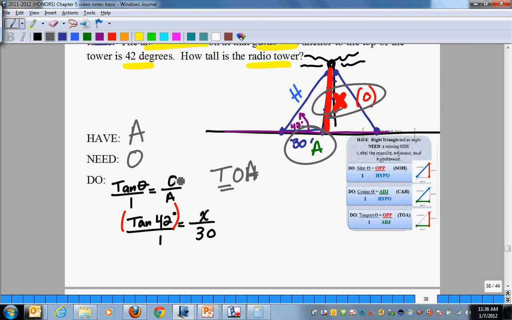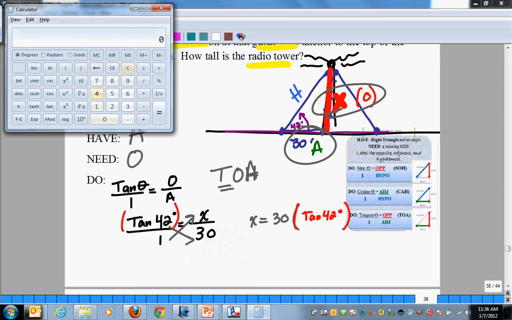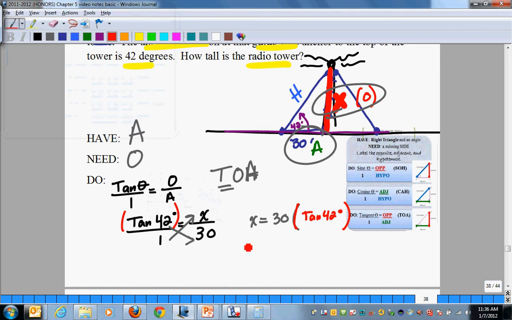Put parentheses around this, so when you cross multiply, we get 1 times x, which is just x, equals 30 times the tangent of 42 degrees. So in your calculator, at this point, we can go 42 tan, which is 0.9004, times 30, and we get 27.01 feet. So the height of the radio tower is approximately 27 feet, given this distance.